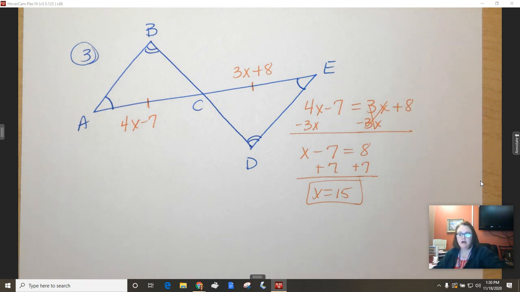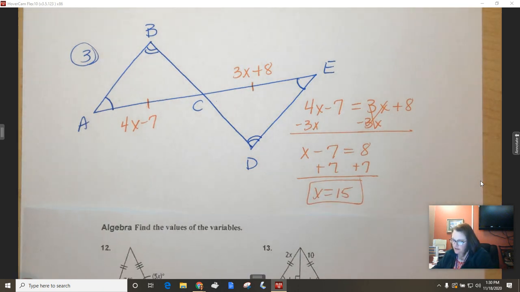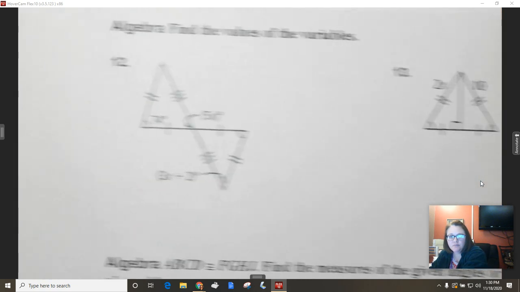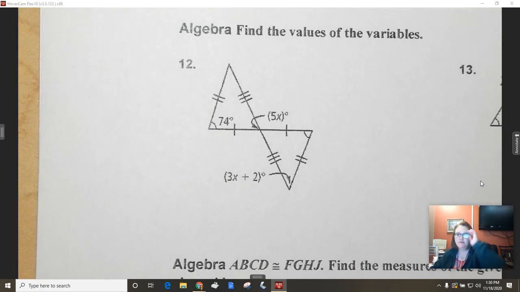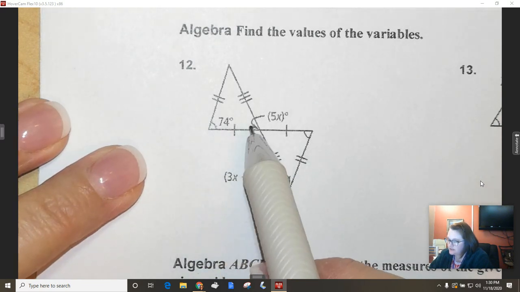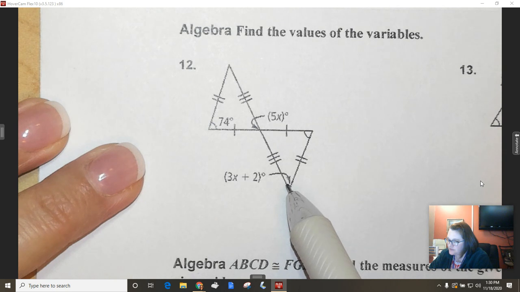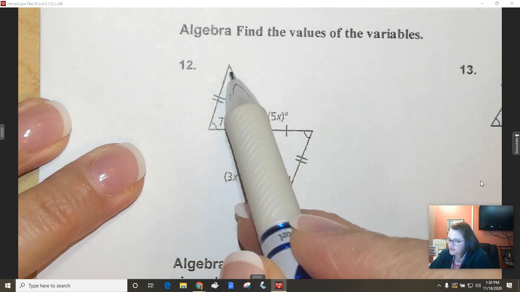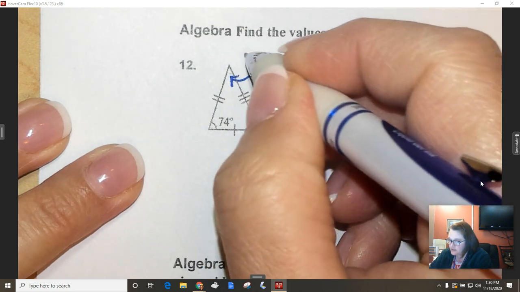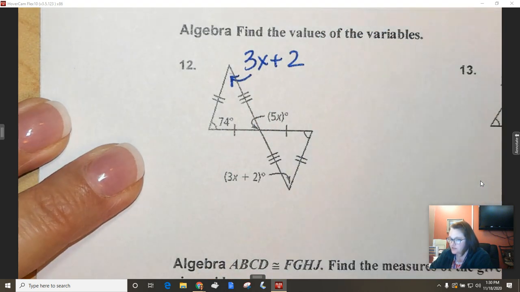Okay. Now, I want to show you a couple of problems that are already printed out, so you don't have to write this in your notes unless you just want to. Suppose we have this problem. We've got two connected triangles, and we know that this angle is 74, this angle is 5x, and this angle is 3x plus 2. Well, these two angles are going to be the same amount. So that means this angle is also 3x plus 2.